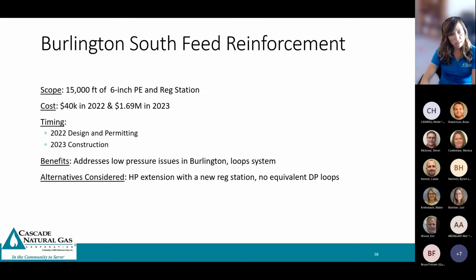For alternatives considered, something we did look at is, instead of plastic reinforcement from an existing reg, you could always put some new high pressure in with the reg station, with additional loops. But that wasn't chosen since the route wasn't as feasible, and high pressure typically costs more money than distribution pressure. Anytime you have steel, you have welding, NDT, more cost compared to plastic.